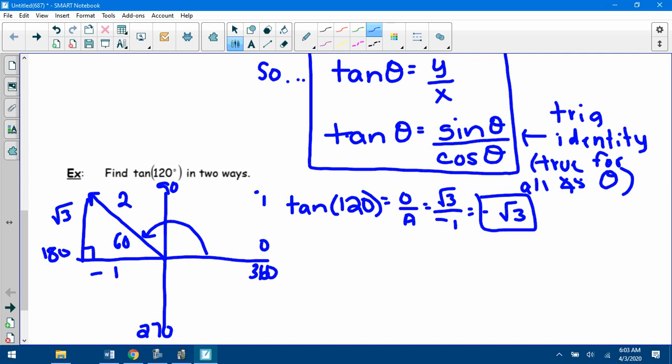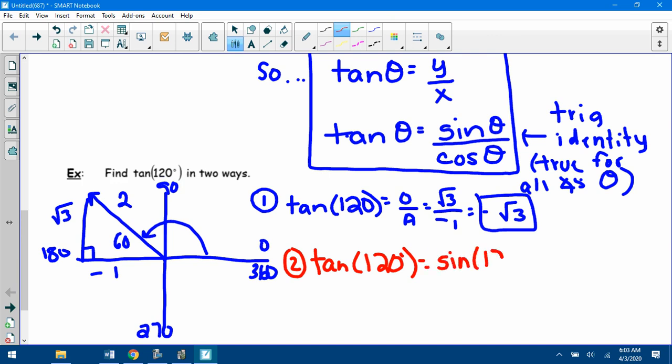That's one way to find tangent of 120. The other way, which in this case isn't going to be any easier, is to say that tangent of 120 degrees, so I'm using this formula right here, theta is 120, equals sine of 120 over cosine of 120. Now I'd still have to draw the picture.